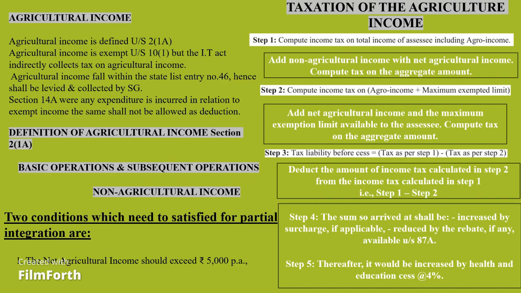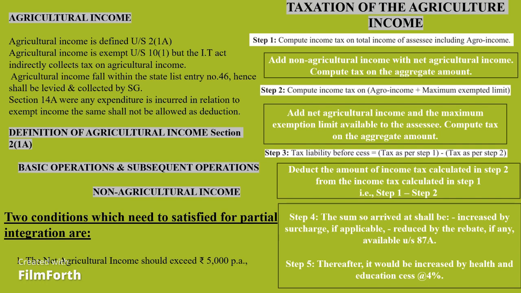Let's know about the meaning of agriculture and agriculture purposes. Agriculture means tilling of the land, sowing of the seeds and similar operations. These are basic operations and require the expenditure of human skill and labor on land itself.